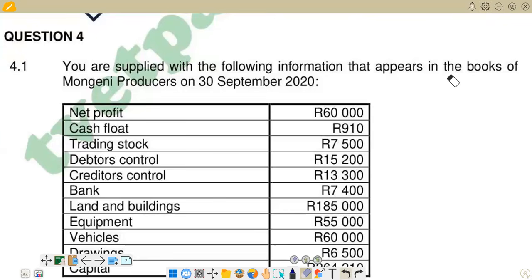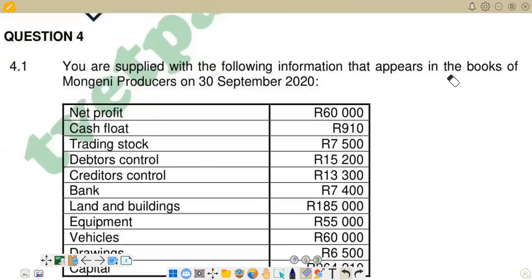We have a question paper here, the recent question paper written in June 2023. We want to look at a question on our balance sheet. On the June 2023 paper, this was question number 4, and it's on the balance sheet.